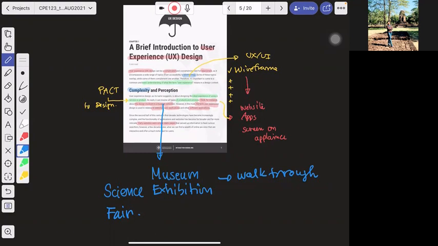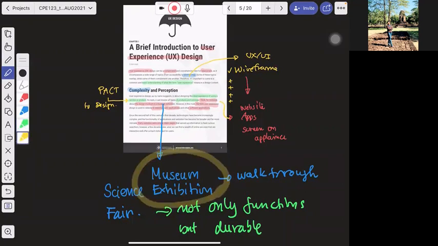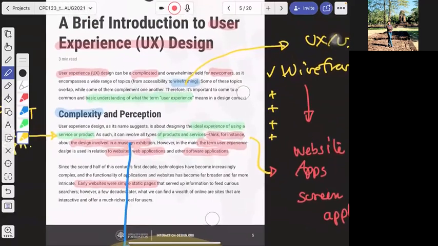Not only the function itself, you need to think about not only the functions that happen in each exhibition booth, but also durability. Because kids just play around and the button may easily go out of order or break. So those kinds of issues may be easy to think about when you go to the museum. What experience would you like to get, or what type of experience did you ever learn from them?